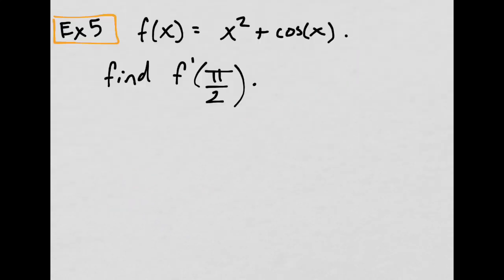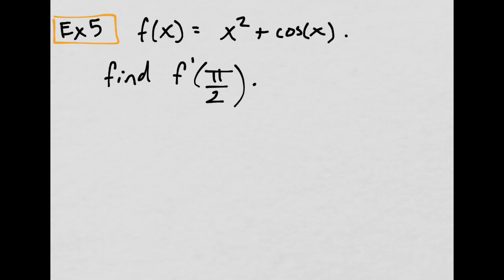Last one. I feel like I'm covering everything. F of x equals x squared plus cosine of x. Find f prime when you plug in pi over 2. So what do you do here? You just take the derivative. Use the power rule. Take the derivative.